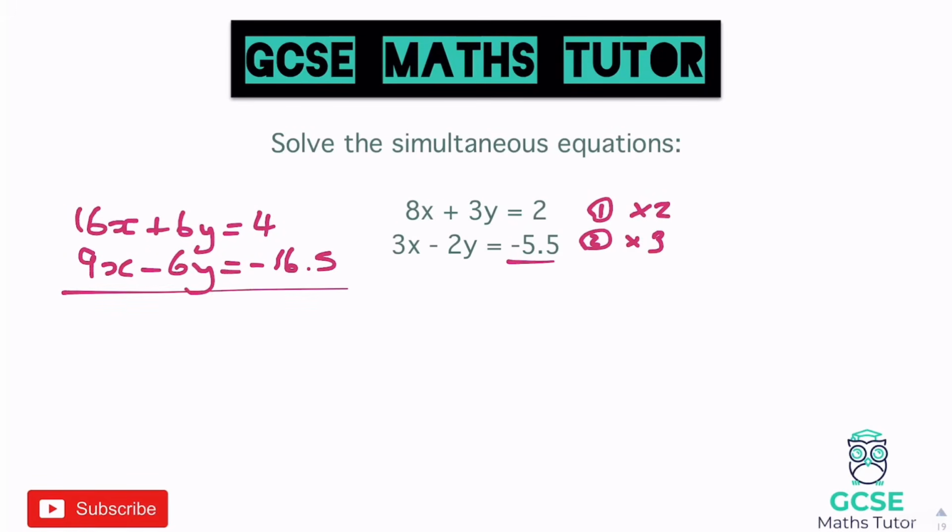And now we can just go about adding them together because we've got our different signs there. So 16 add 9 is 25, so 25x, and that's going to equal, let's add 4 to negative 16.5, we get negative 12.5. Well, that's not very nice there, but 12.5 is half of 25. But if we just go about dividing by 25, what would it look like? It would be x equals negative 12.5 over 25.